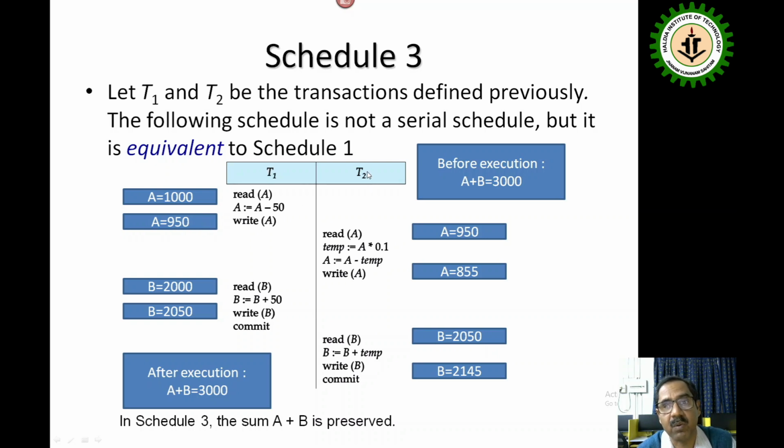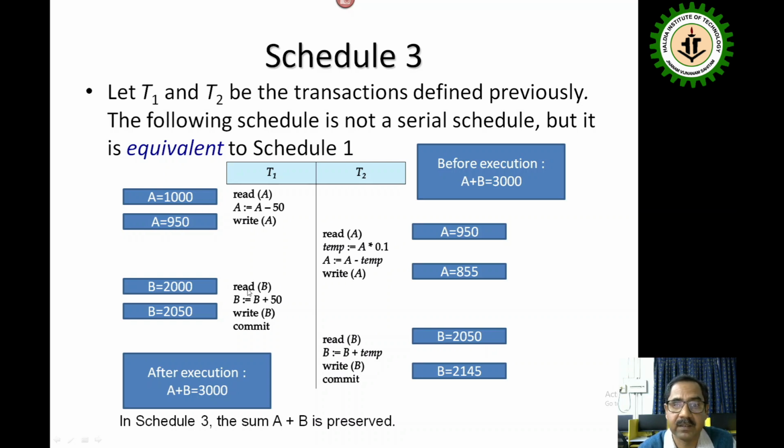So that means when T2 read the data item A, that is not the initial value, that is the modified value. So when T2 performs read operations on data item A, the value must be the modified value, that is A equals 950. Then T2 performs write operations on the data item A. So the value of A has been changed, and that is 855. Then again T1 performs to execute its instructions.